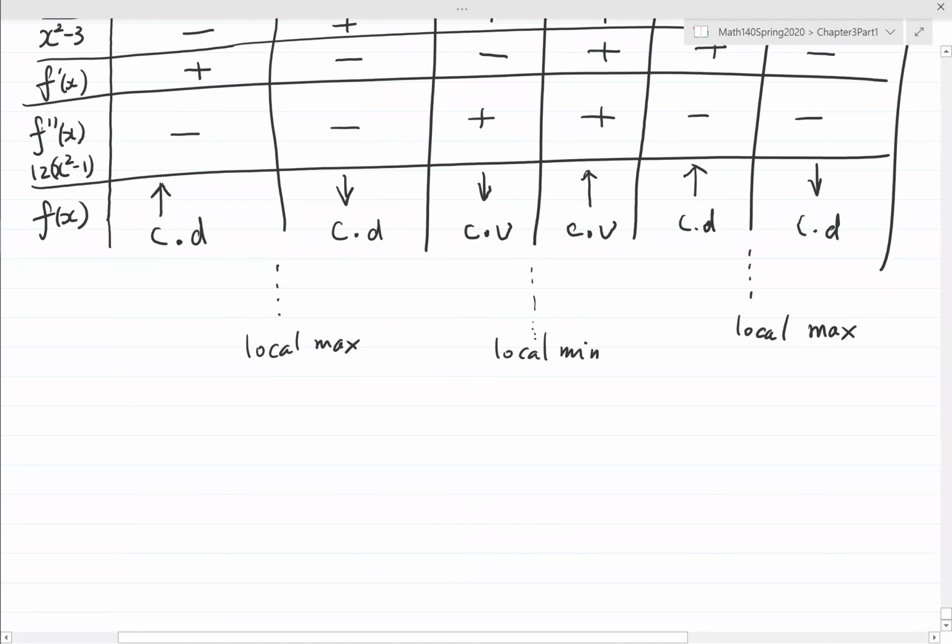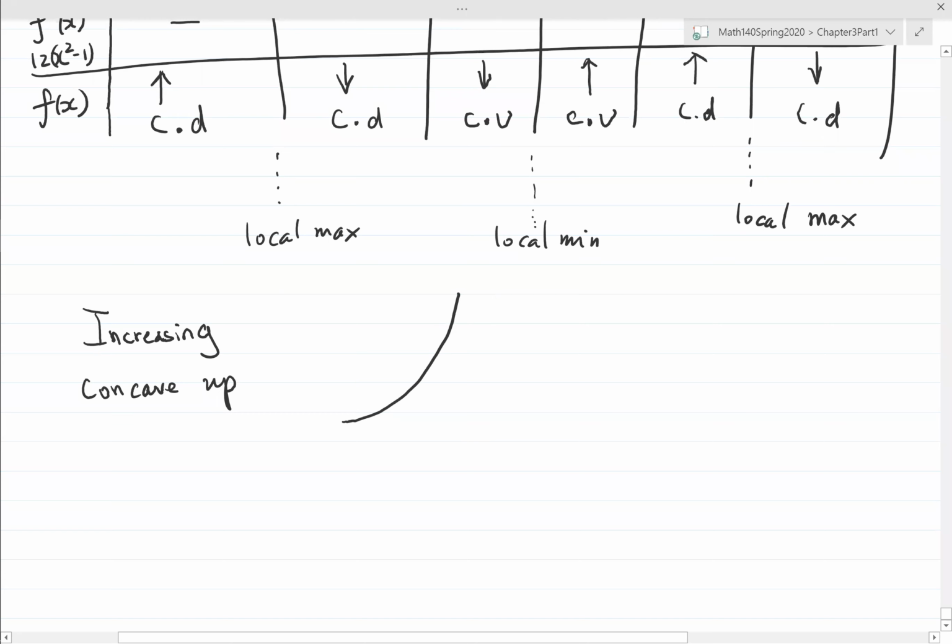Okay, now the combinations of concave up, concave down, increasing, decreasing. This concavity and increasing, decreasing has two combinations each. So increasing concave up. Okay, this is increasing concave up. And then increasing concave down, increasing concave downward. So it looks like this.